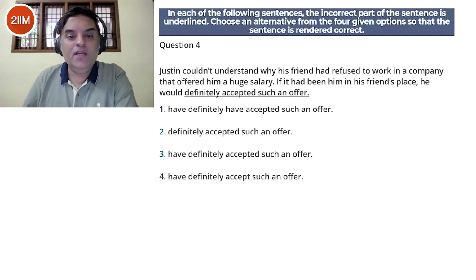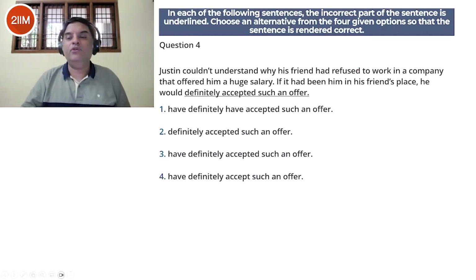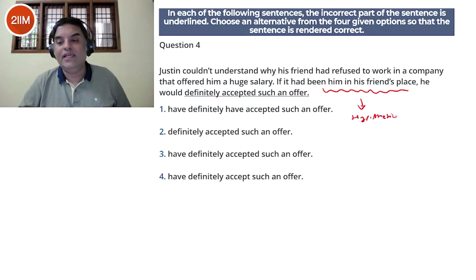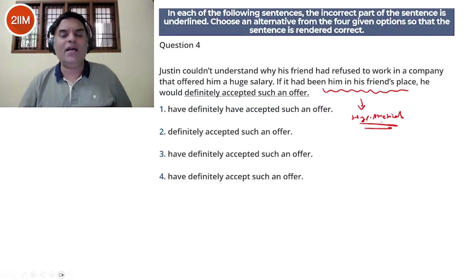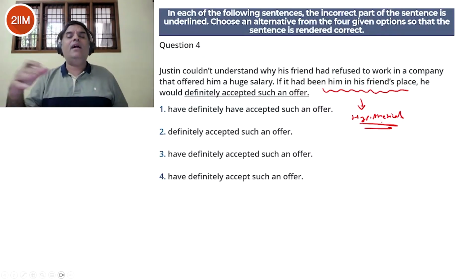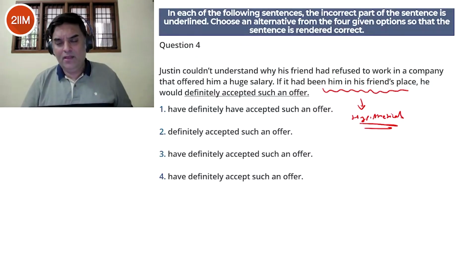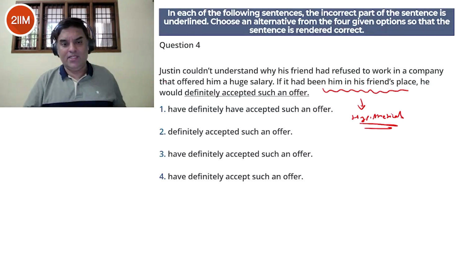Let's look at question 4. Justin couldn't understand why his friend had refused to work in a company that offered him a huge salary. If it had been him in his friend's place, he would definitely accepted such an offer. And that part is underlined. Now here we are talking about a hypothetical situation. Okay, obviously, because Justin is not really in that situation. He's hypothesizing or imagining that had he been in his friend's place, he would have done this, right? So it's a hypothetical situation. So let's keep that in mind while we're solving the question.